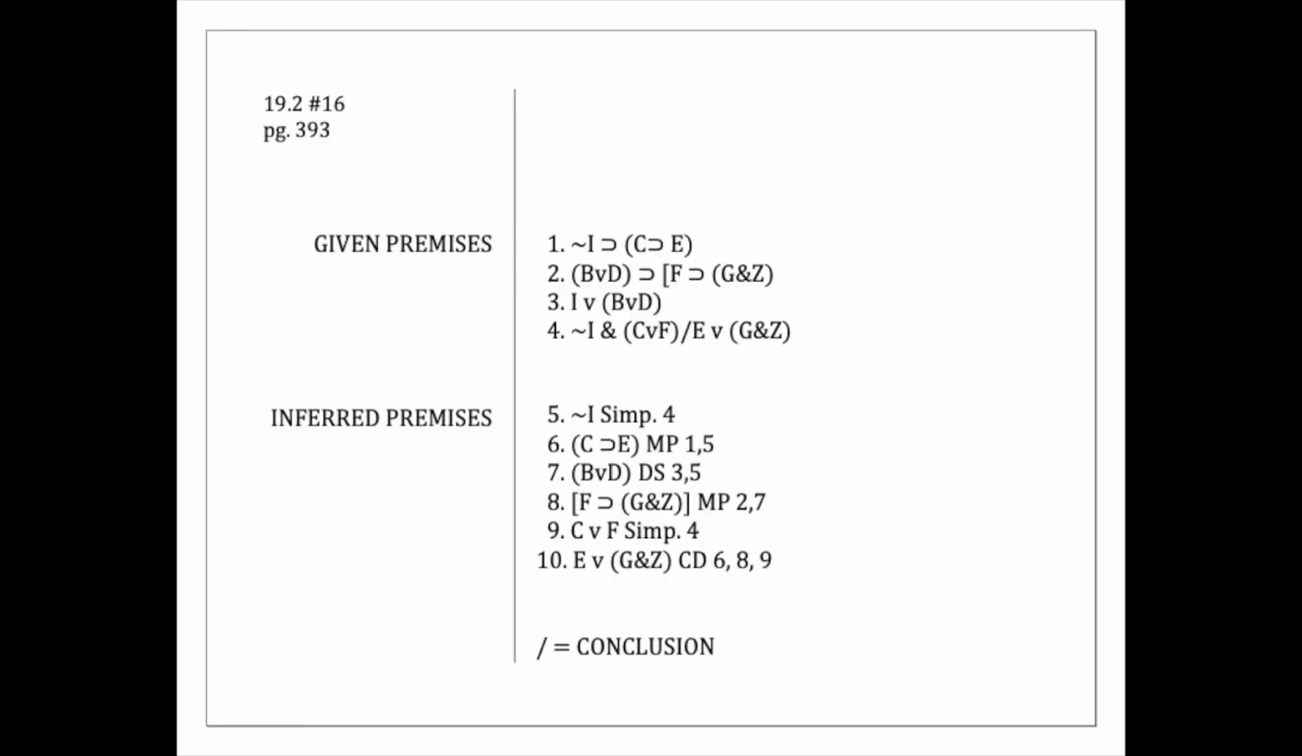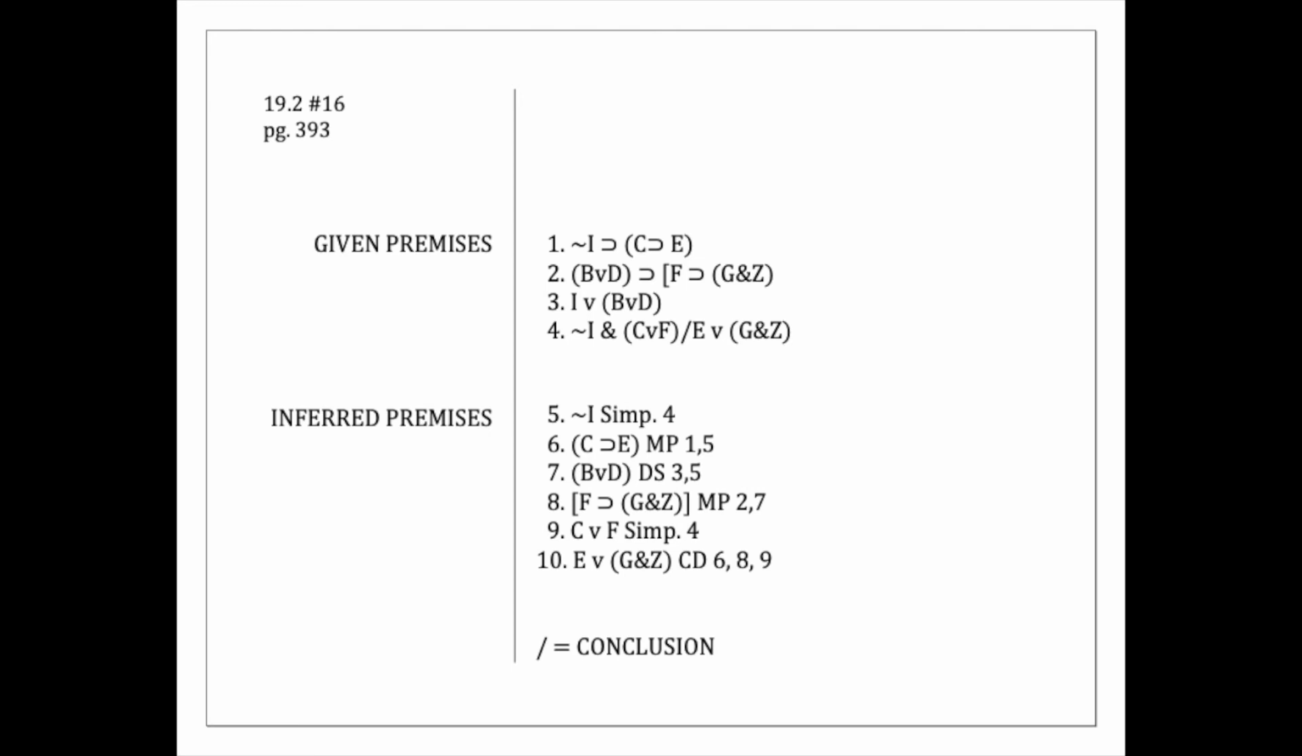Okay, let's look at one more example. 19.2, number 16. Notice the given information. You have a conditional. The antecedent is, it's not the case that I. The consequent is, if C, then E. In premise 2, you have another conditional. The antecedent is the disjunction, B or D. And the consequent is another larger conditional. If F, then G and Z.